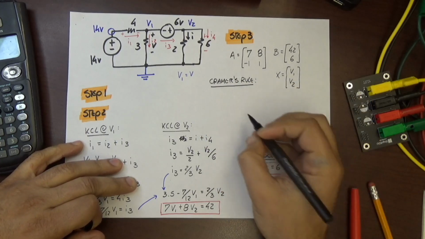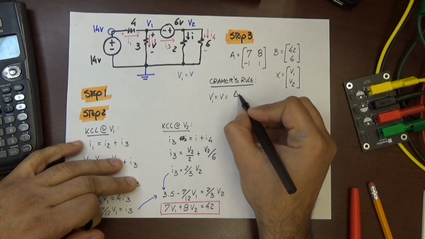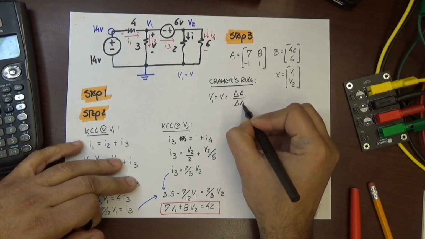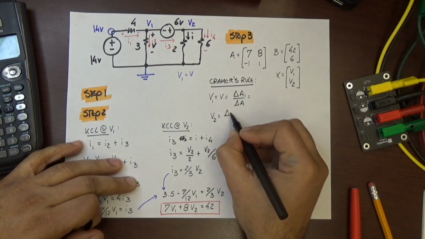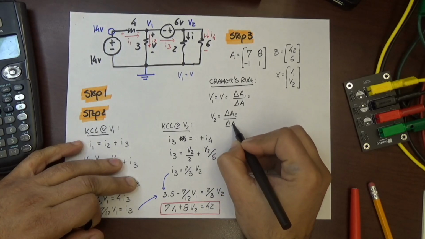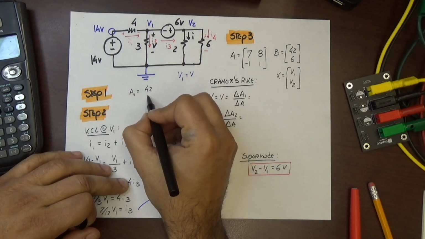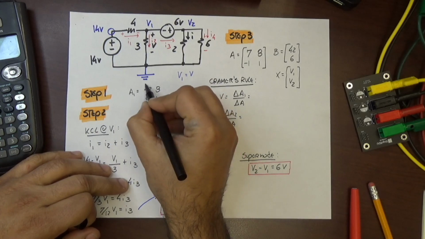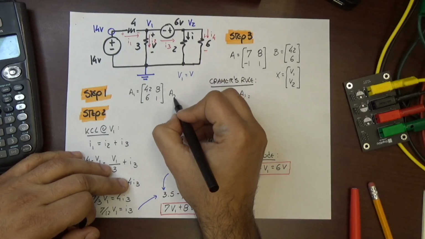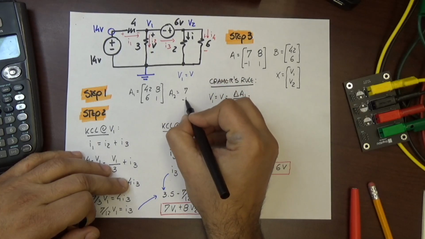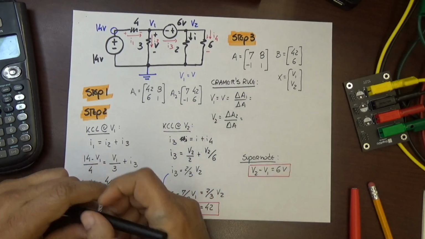Cramer's rule is another way of finding answers for your linear equations. And it states that, in this case, V1 is going to be equal to the determinant of a special matrix A1 over the determinant of A. And V2 is going to be equal to the determinant of an A2 divided by A. So let's see the matrix A1. All I'm doing is substituting the V1 elements of A by my B matrix. And A2 is the opposite. I substitute the V2 elements of my matrix A by the elements of B. And now I apply the determinant of that, and I get my answers.